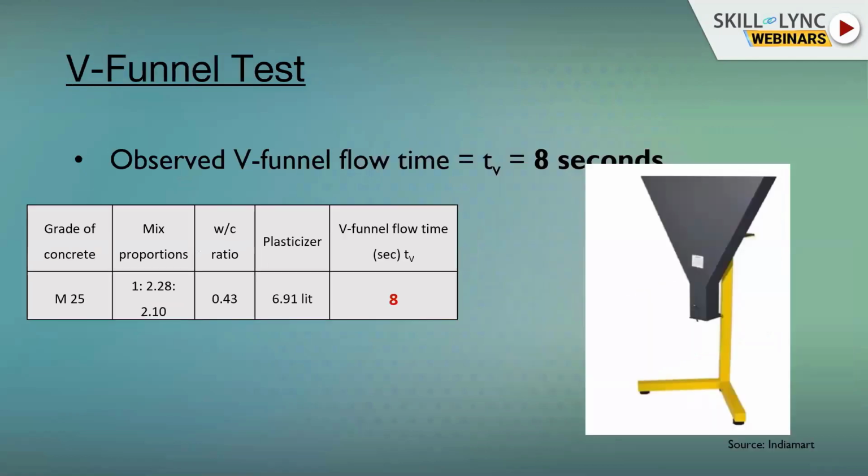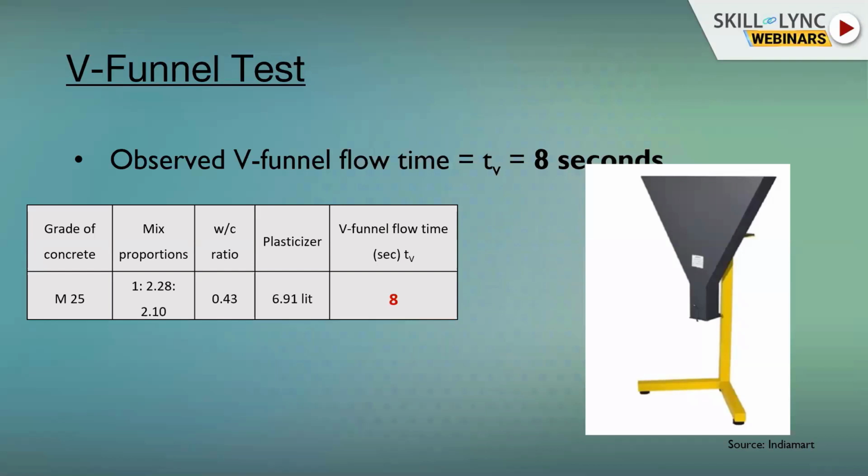Next, again the V funnel test. As I told you, these four tests: L-box test, slump flow test, J ring test, and the V funnel test are used for self-compacting concrete. So the V funnel test, what we do in that part, there's an apparatus in the V shape. That's why it's called the V funnel, and it is 40 to 50 cm up from the ground.